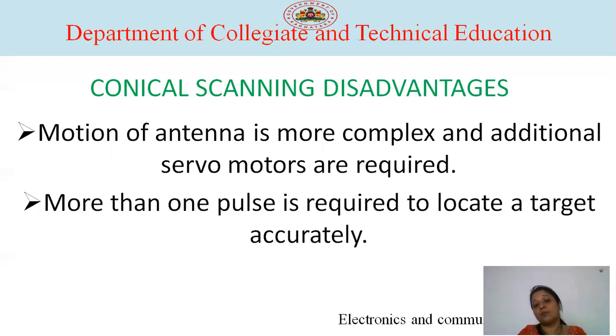And also, more than one pulse is required to locate a target accurately. One pulse is not sufficient. More than one or two pulses are required to continuously follow that particular target or to locate the target here. These are the disadvantages of conical scanning.